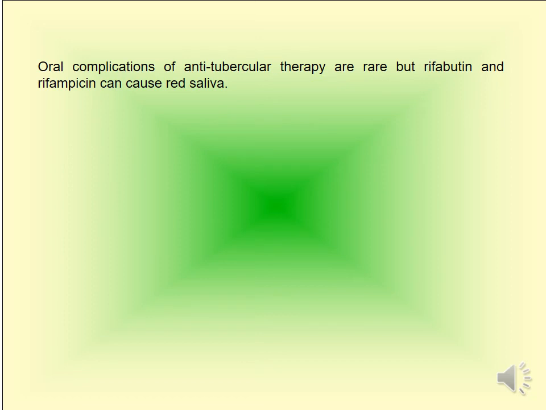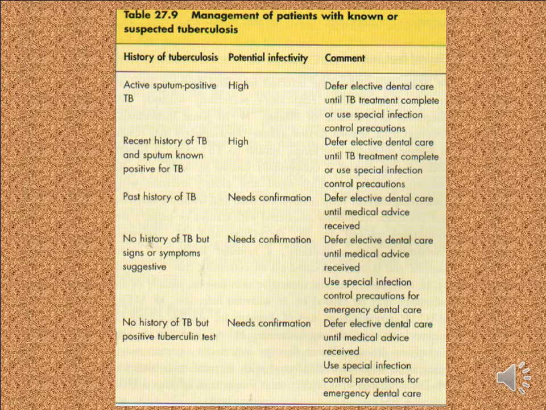The oral complications of antitubercular therapy are rare, but rifampicin and isoniazid can cause red saliva. This table shows the management of patients with known or suspected tuberculosis, history of tuberculosis, potential infectivity, and the most common comment that should be given to the patient.